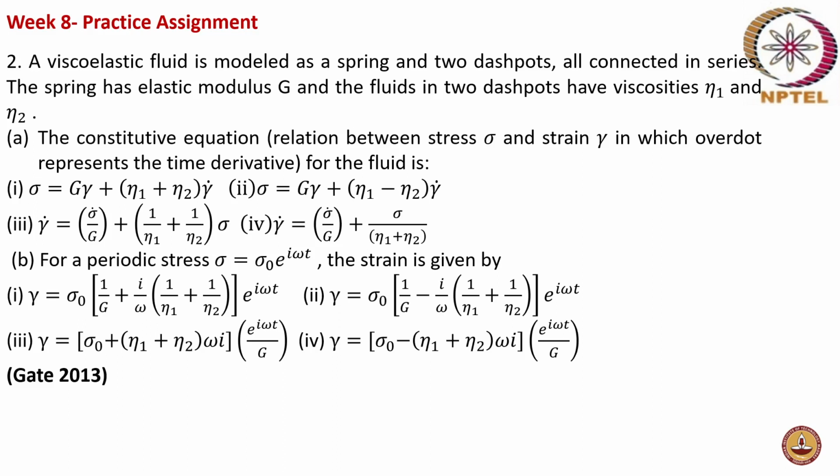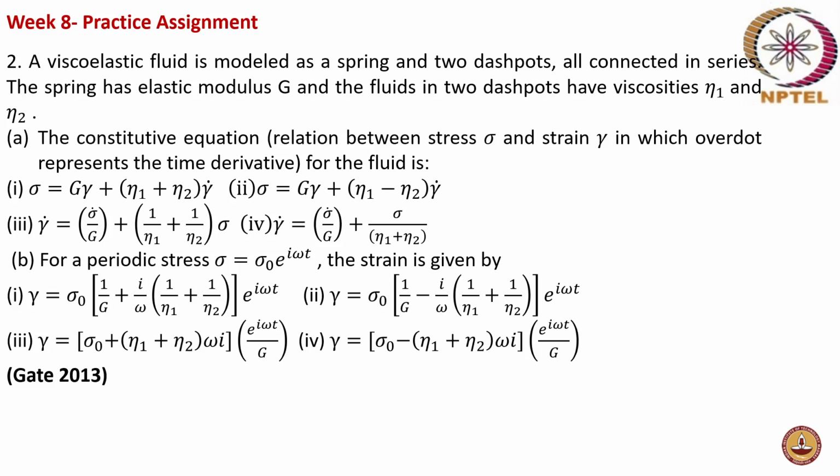Next question. This is actually a GATE 2013 question. They've given a viscoelastic fluid modeled as a spring and two dashpots, all connected in series. The spring has an elastic modulus G, and the fluid in the two dashpots has viscosities eta 1 and eta 2. This question has two parts. In the first part, they are asking for a constitutive equation that relates stress and strain in this system.